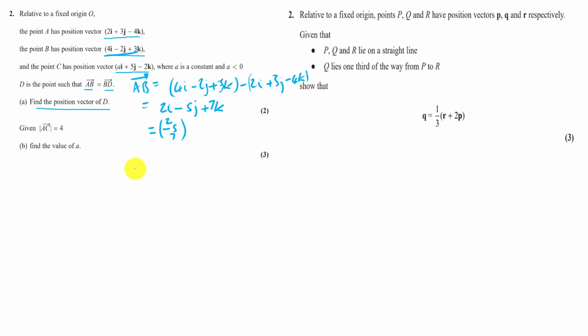Find the position of D. So if you think the vector D, let's call it VD, is going to equal VB plus this, 2, minus 5, 7. We know what B is from above, which is this.